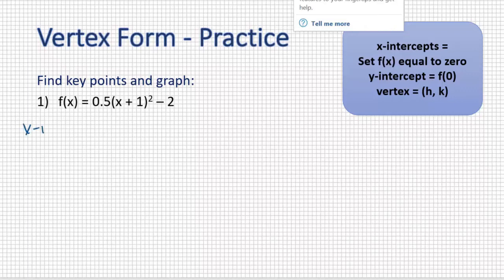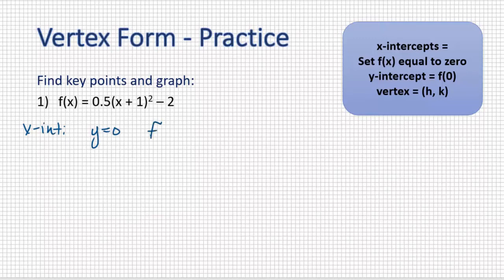To find the x-intercepts, well, this happens when y is equal to 0, or in function notation, where f of x is set to 0. So we evaluate 0 is equal to 0.5 times x plus 1, so all squared, minus 2 for the value of x. The first thing we will do here is convert this into standard form. It's not the only way that you can do this, but given the tools that we've looked at so far, it makes the most sense.